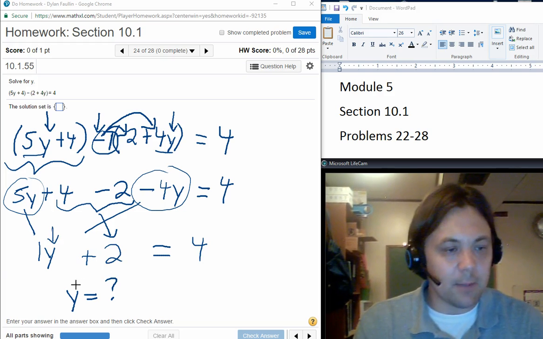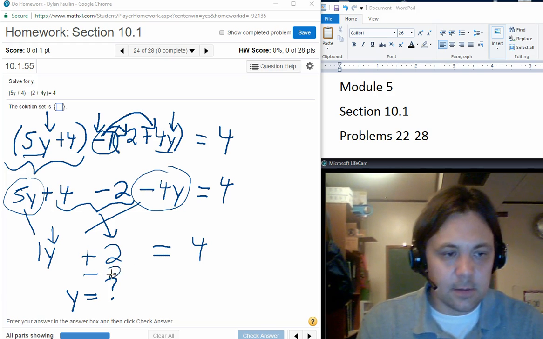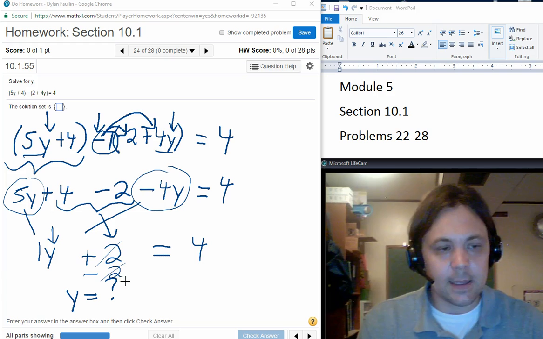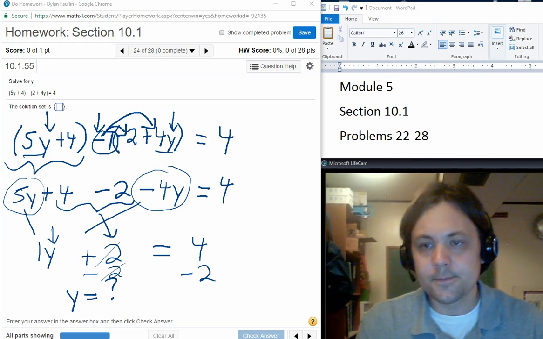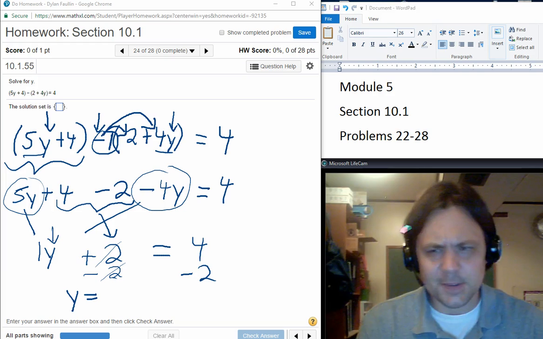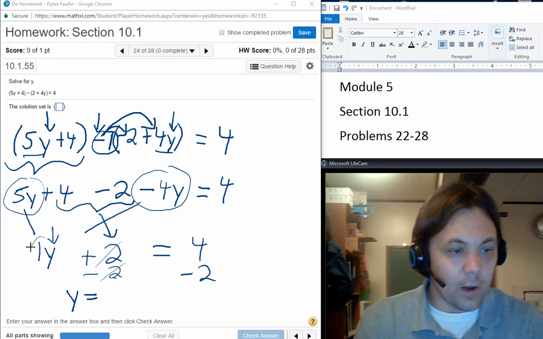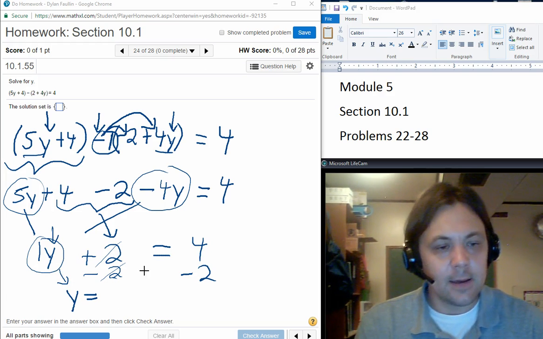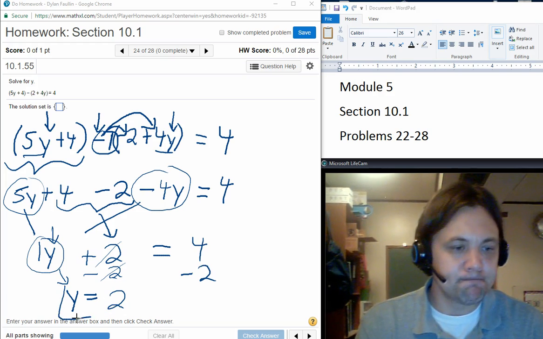We want to get this y by itself. To do that, we need to cancel out the plus 2 by subtracting 2. That cancels out the 2's. If I do that to the left-hand side, do the same thing to the right-hand side. And so we end up getting, let me get rid of the question mark, I said the equal sign for some reason. 1y is just y, right? 1 times y is just y. Copy down the equals, and then we get 4 minus 2, which is going to be 2.